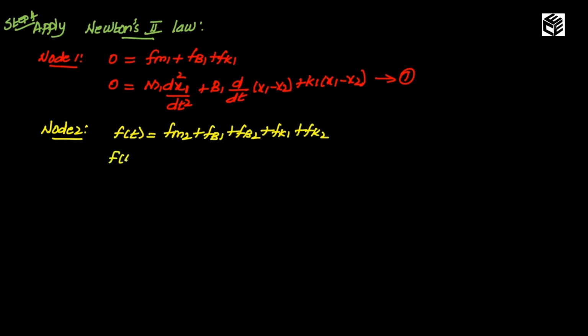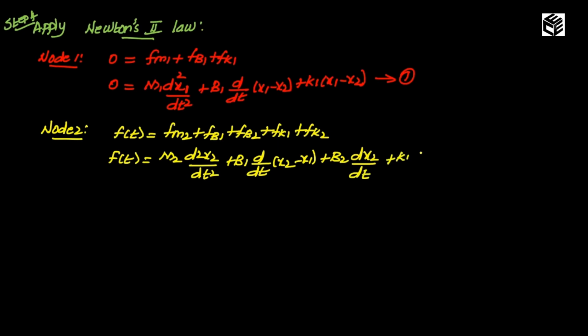So f of t is equal to m2 into d square x2 divided by dt square plus b1 into d by dt of x2 minus x1 plus b2 into dx2 divided by dt plus k1 into x2 minus x1 plus k2 x2. I'm taking this as equation number 2. This is our first step for electrical analogy.